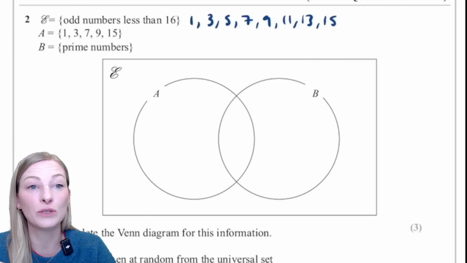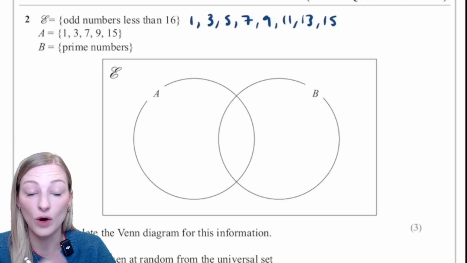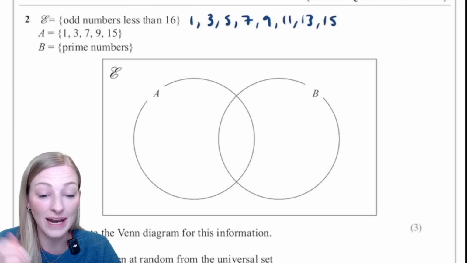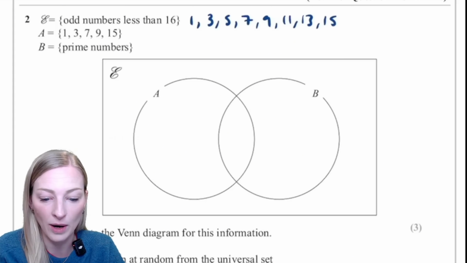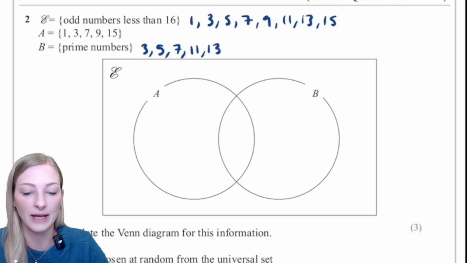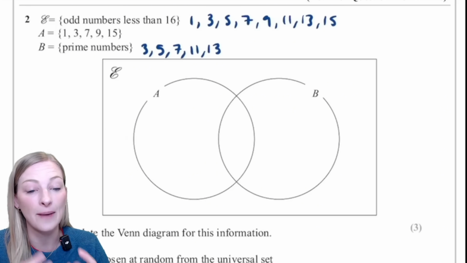Prime numbers are numbers with only 2 factors, 1 and itself, and so we need to make sure that only the prime numbers are going in the circle that is B. In the middle, let's list them. So 1 is not a prime number, 3 is a prime number, 5 is a prime number, 7's prime, 11 is prime, and 13 is prime of those numbers up there. 17 is also a prime number, but since 17 is not in our universal set, we're not going to include it for this question.